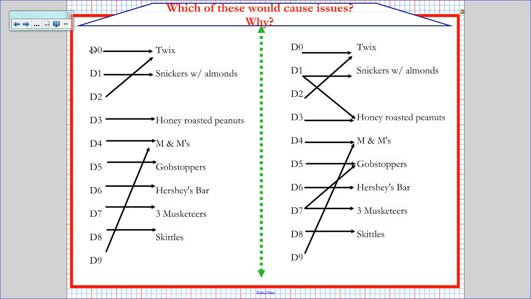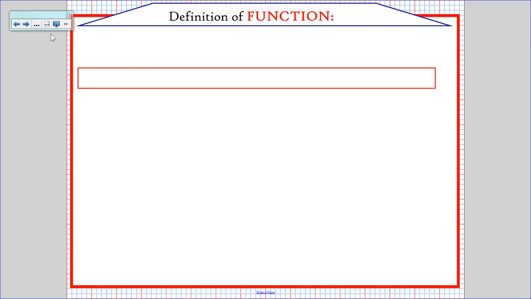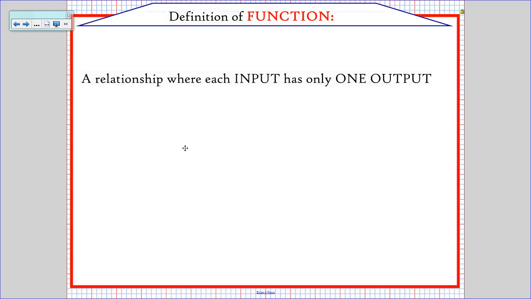It's okay for the vending machine on the left for D0 and D2 to give both of us Twix, because after all, Twix are popular. But I would have a real problem with the vending machine on the right. If I press D7 thinking I'm going to get some Three Musketeers, I'm going to be pretty upset if I end up getting Gobstoppers. So the vending machine on the left is going to represent a function, and the vending machine on the right is not. Here's why. The definition of a function is a relationship where each input has only one output.